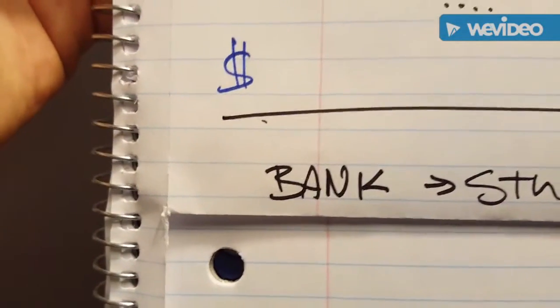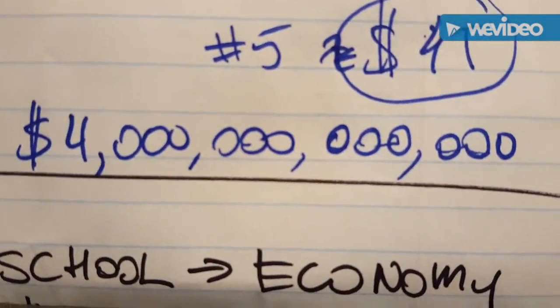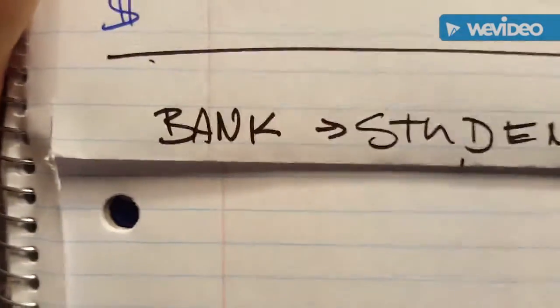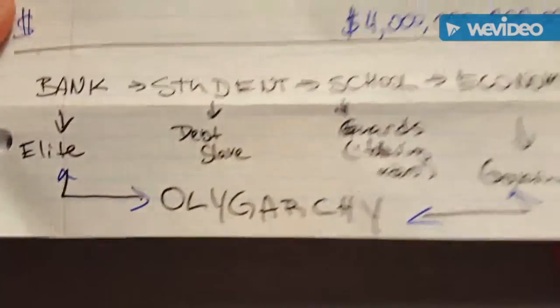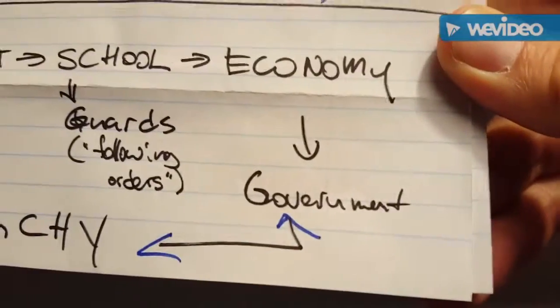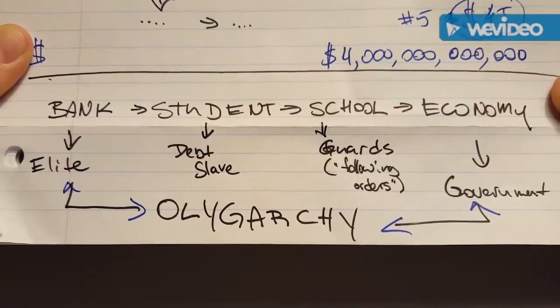Now let's sum this up. A bank gives students $1.2 trillion so that students then inject that into school, which then injects into the economy. The economy is grown by $4 trillion. The economy benefits, and since the $4 trillion now is sitting in the bank instead of $1.2 trillion, guess who actually benefits? The whole thing is rigged, ladies and gentlemen. Oligarchy. That's how oligarchy works. We have debt slaves, the students. We have the guards, which is the school. They're following orders, they're following regulations that the government sets because it relies on the economy. It relies on $4 trillion. This is oligarchy. And this is the reality that we're facing.